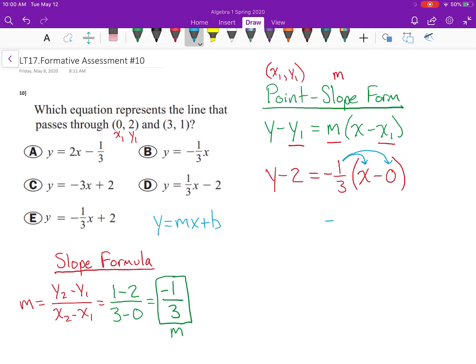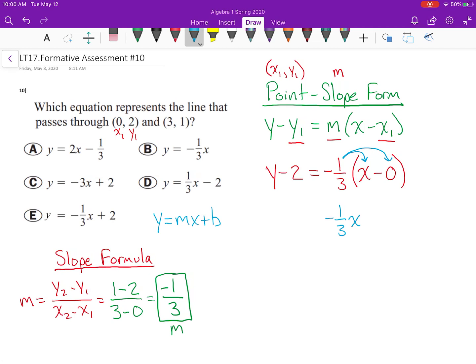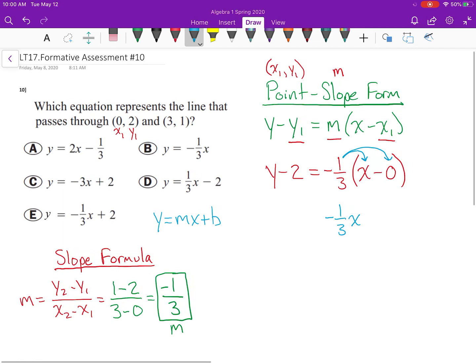Well, negative 1/3 times x, that's just negative 1/3 x. Negative 1/3 times negative 0, well, this 0 here almost doesn't matter, right? But I'll just write it on the end here. Let's see, a negative times a negative would be a positive. Anything times 0 is 0, so I'll just put that 0 on the end.